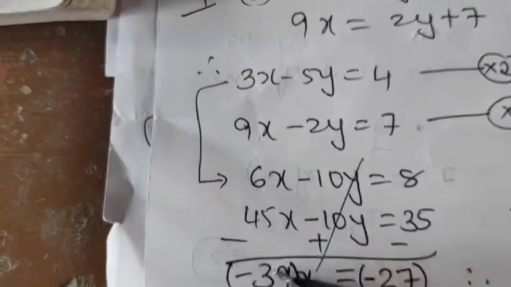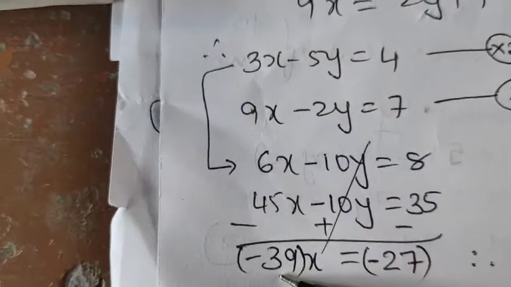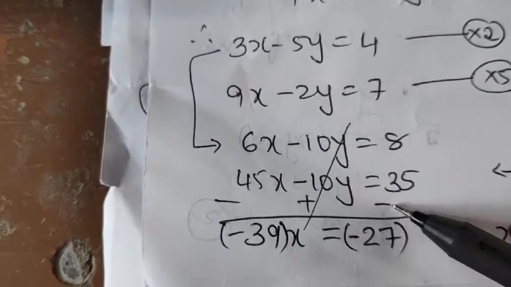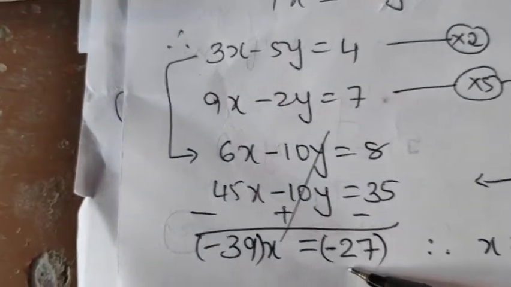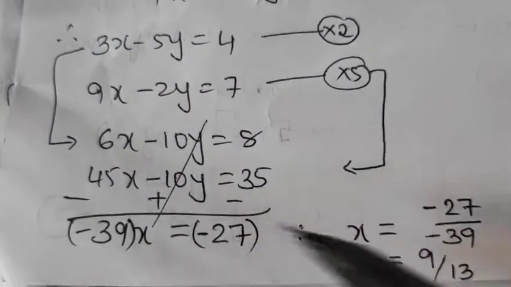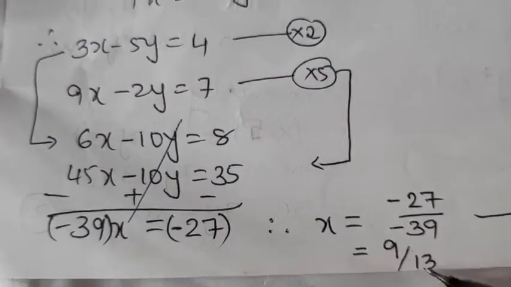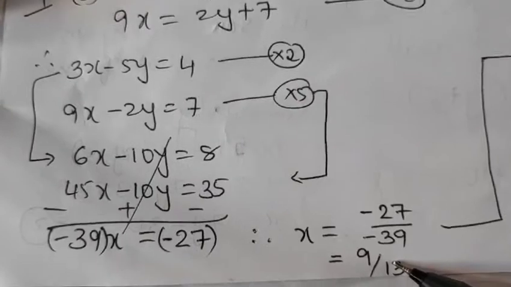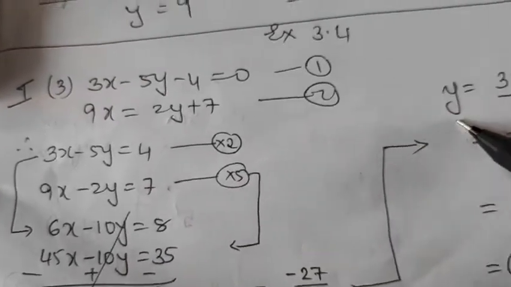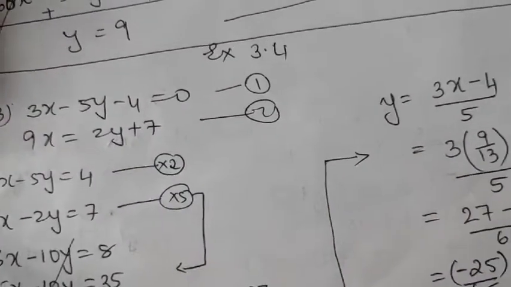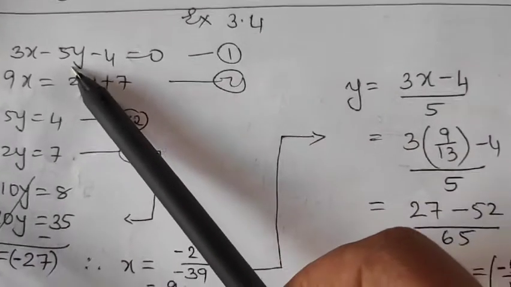So, 10y cancels out. 6 minus 45 is minus 39x. 8 minus 35 is minus 27. So, finally, I will have x is equal to minus 27 upon 39, reduced form 9 by 13. This 9 by 13 value, I have to put it in any one of these equations. So, I have taken it from the first one.